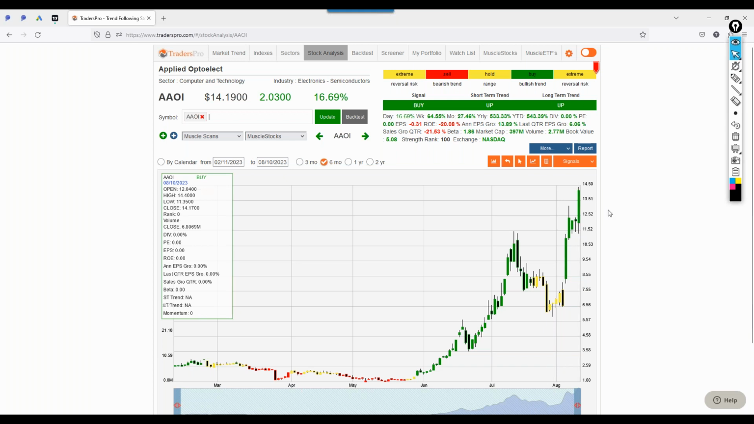That's why it's called a muscle stock. Muscle because it's strong. You think of a muscle car or a weightlifter or anything to do with muscle, and it's strong. And that's what these stocks are. They're the strongest stocks, at least in our database, that we're tracking.